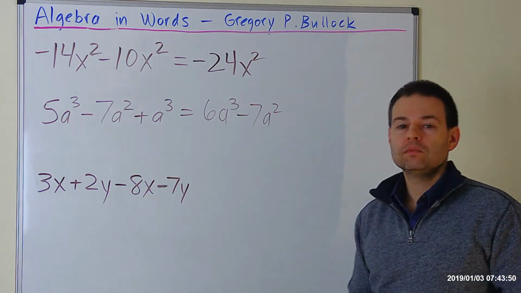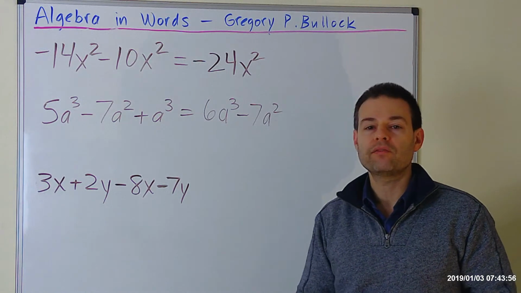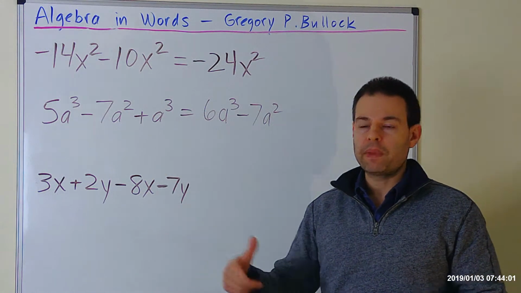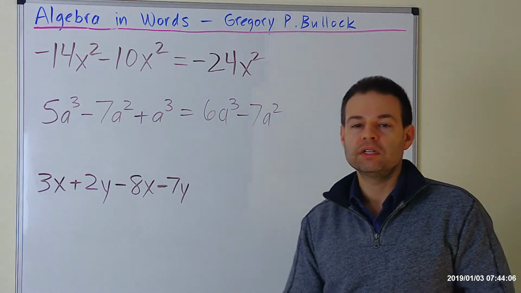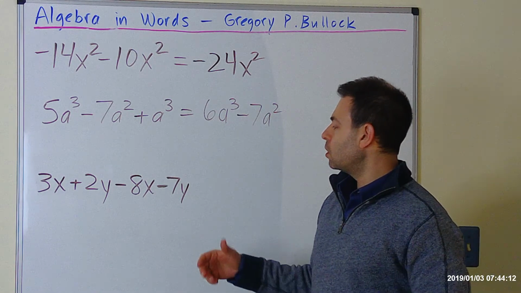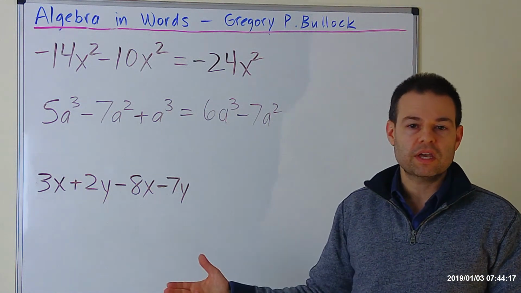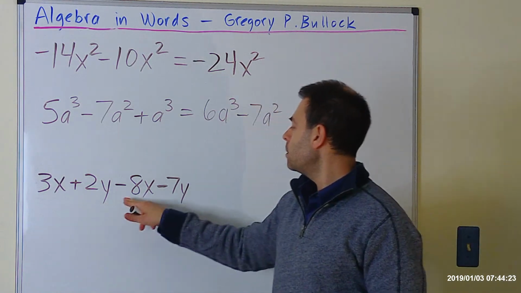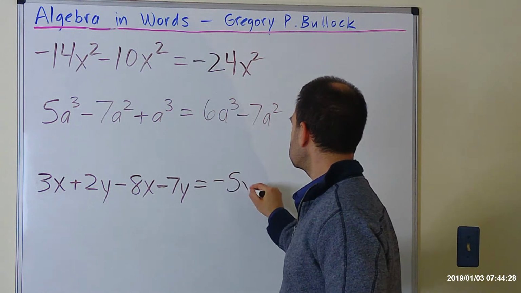Let's look at the next one, which is 3x plus 2y minus 8x minus 7y. Notice that we have a mix of variables, different bases. We have x and we have y. Again, we have x and y. So clearly we're dealing with at least 2 different types of terms. So can we combine the x terms together? And the answer in this case is yes, because they're both x to the unwritten power of 1. So we could do 3x minus 8x, which is going to be negative 5x.